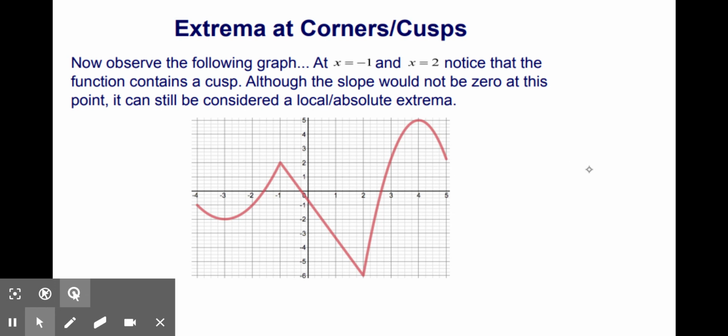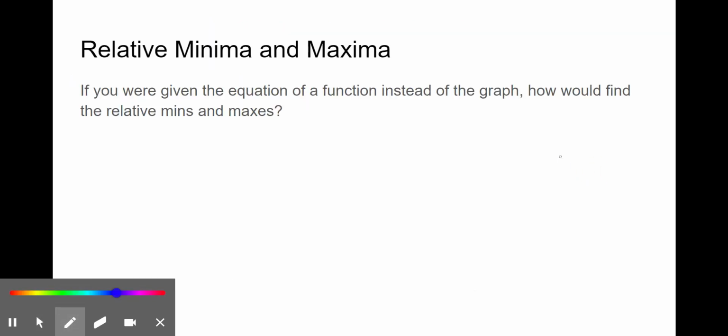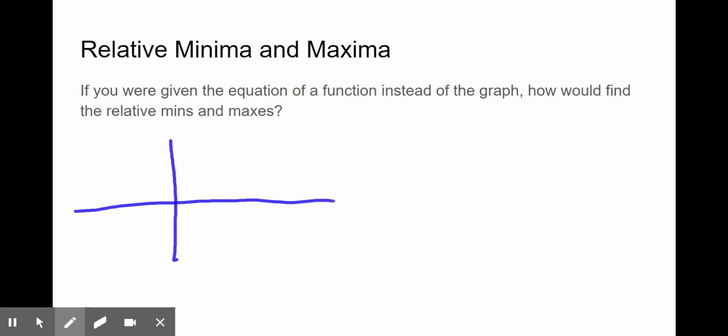Okay, so let's get to kind of the heart of the matter here, at least for today. If you were given the equation of a function instead of the graph, how would you find the relative mins and the relative maxes? So that's the question on the table here really today. How would you find mins and maxes if you were given the equation of a function instead of the graph of it? All right. So what we can do is look at a graph, because that'll help us to determine where the mins and maxes are.